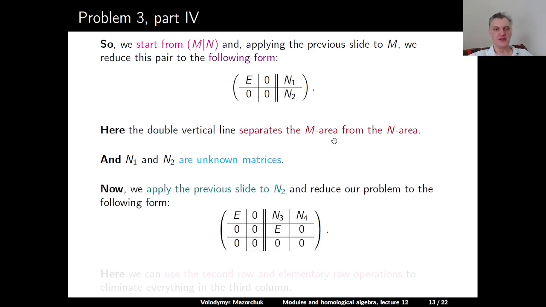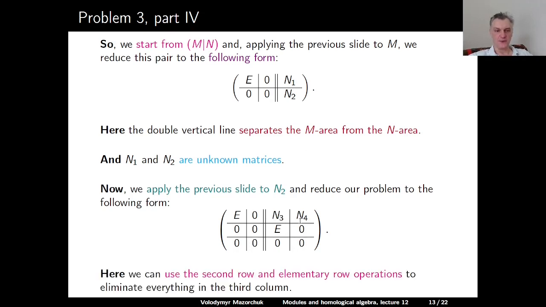Now we can apply the previous slide to the matrix N2 and reduce our problem to the following form. So we have now the matrix M, which looks like E, 0, 0, 0, 0, 0, and the matrix N2 now looks like E, 0, 0, 0, while N1 gets split into two unknown matrices N3 and N4. So now in this matrix, we have the identity matrix here, and if we add the rows in this second row to the rows in the first big row, we can eliminate all elements in the matrix N3, and this will not change anything else because of the zeros.